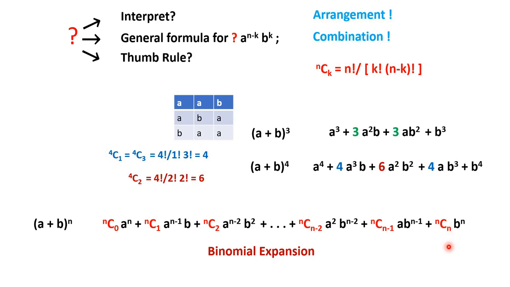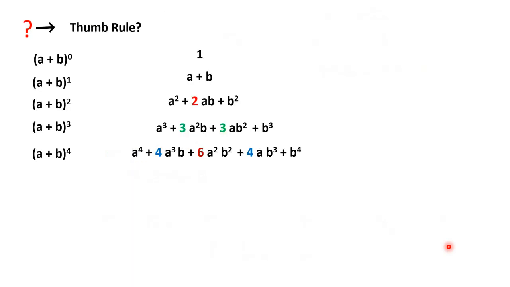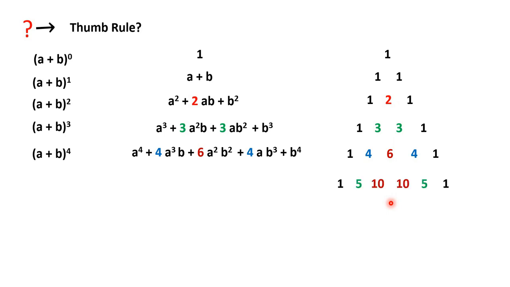Now the last question we addressed is the thumb rule: how can we remember these expansion coefficient values in an easy way? For that we got a beautiful triangle just from the formula, eliminating the letters and picking up only the numbers. So 1 1, 2 1 1, 3 3 1 and so on. It looks like a triangle, and it's really called Pascal triangle. And how can we get that?